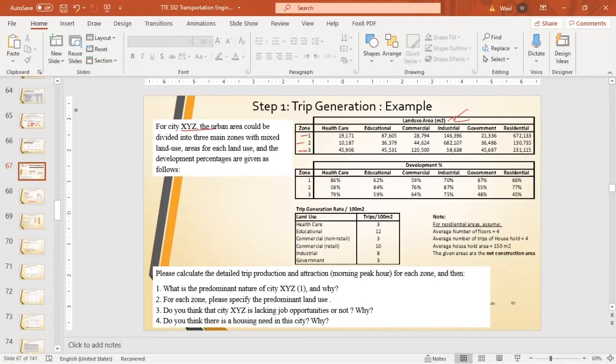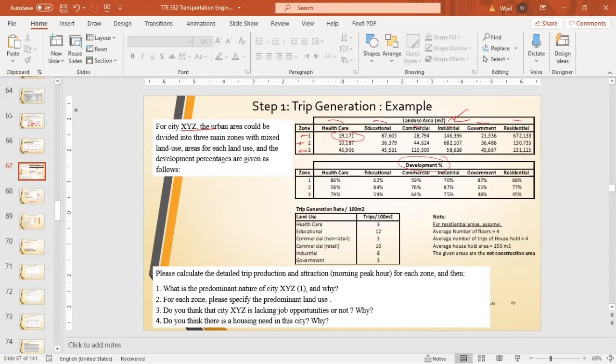So these are the zones: zone 1, zone 2, zone 3. And these are the different land uses: healthcare, educational, commercial, industrial, government, and residential. For each of those are the zoning areas for the land. And here is the percentage development, which means how much of this area is being constructed for each.